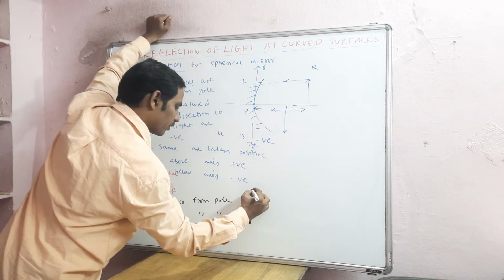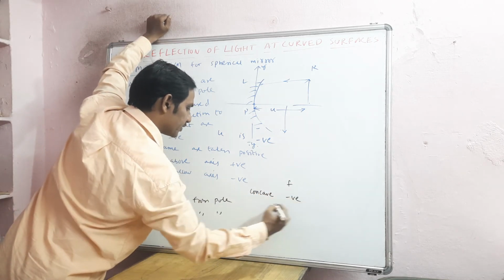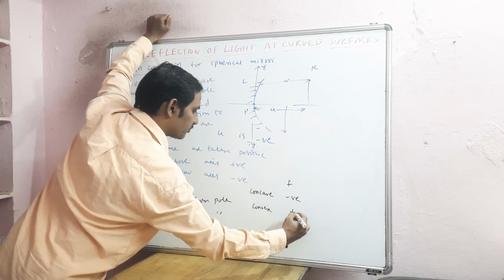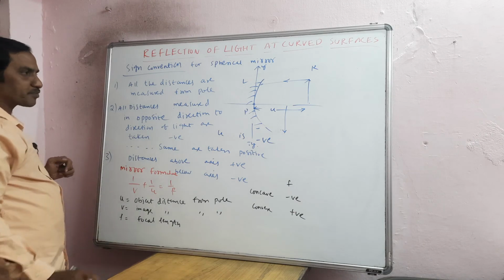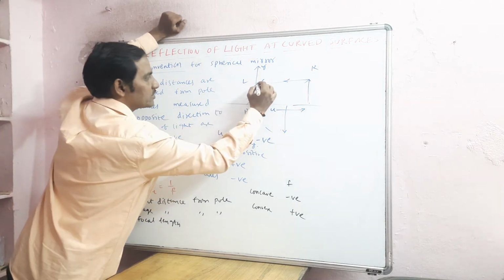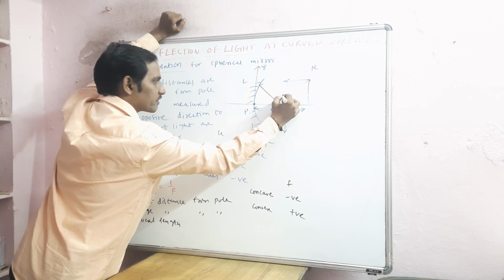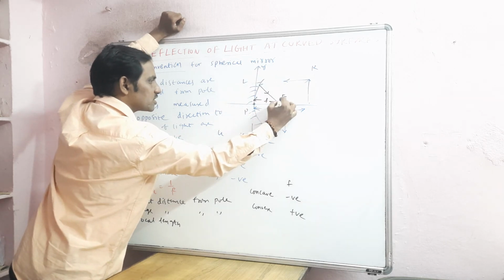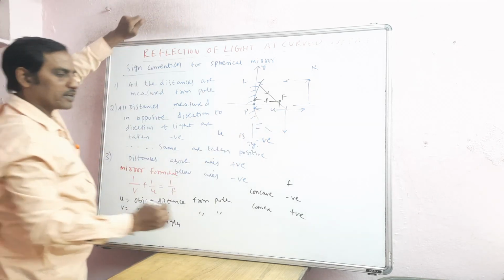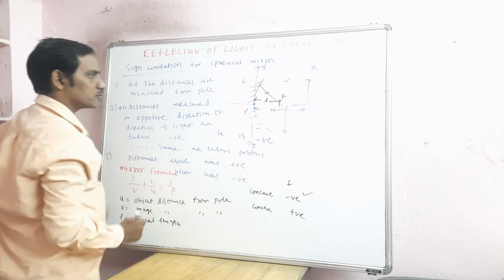And for a concave lens or mirror, f will be negative, and for convex, f will be positive. Why? I'll say the reason. Generally, for example, for a concave mirror you are measuring the distance from P to F. The light ray is actually coming from right to left, but you are measuring the distance from left to right. So that is the reason in concave you have to take the focal length negative, and for convex you have to take positive. Why positive?